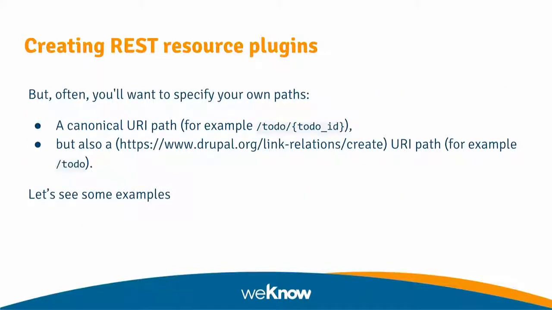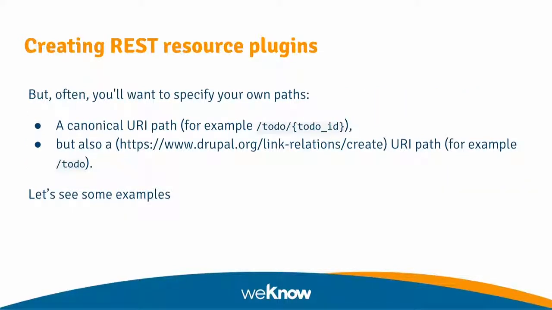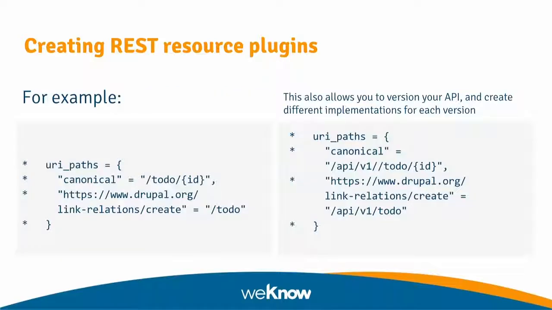However, many times you want to specify your own paths. So instead of having GET fancy_todo ID, or PATCH or DELETE fancy_todo 1, I may just want to have todo and then todo ID, right? The way I do that is with a canonical URL path. I can also do it with the link relationships, and let's see what that looks like. This is one way to tell Drupal what other URLs are going to be serving this. Other than that long path that comes by default, you can just give it an alias, if you will. So yeah, that's what that does.